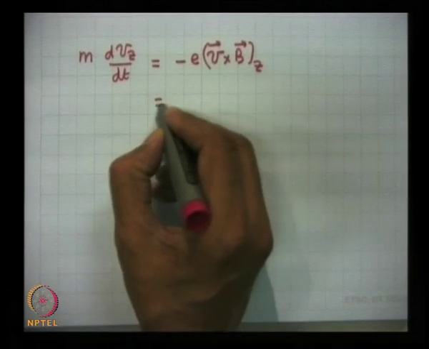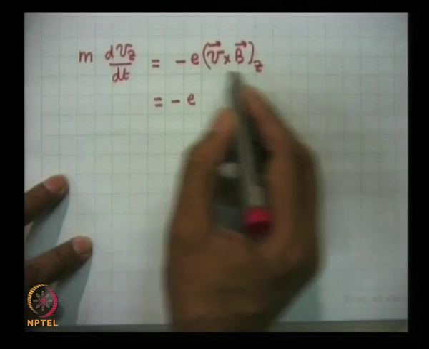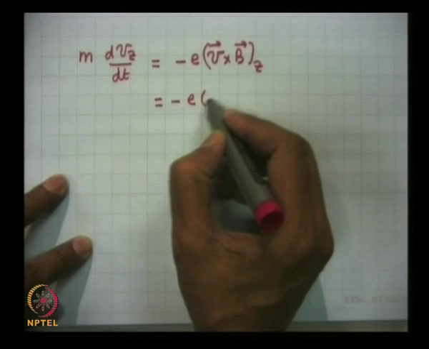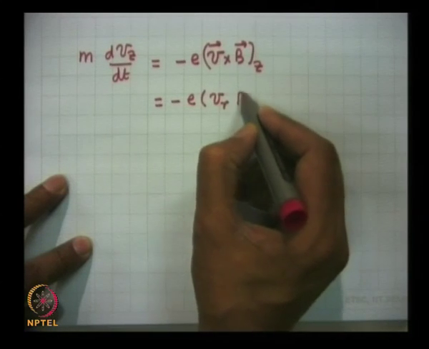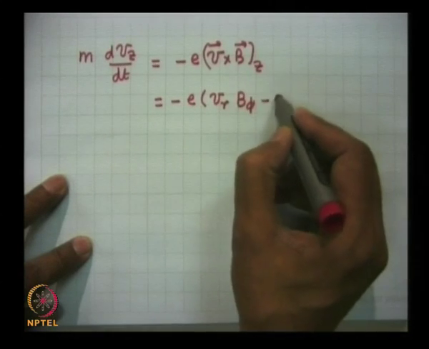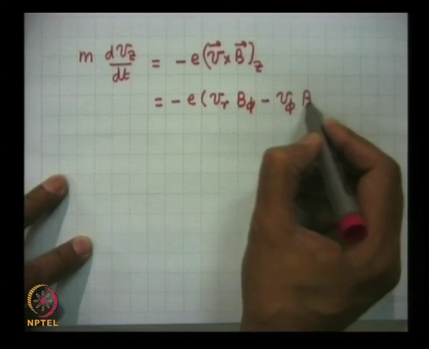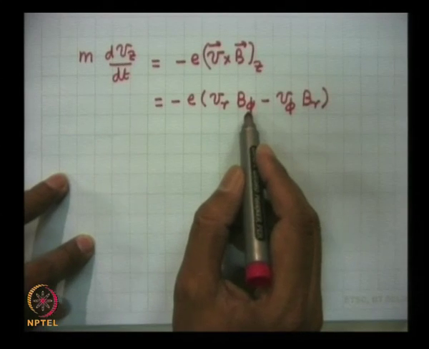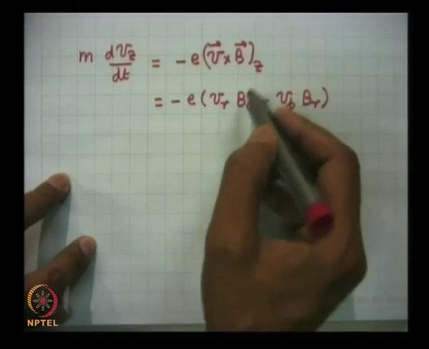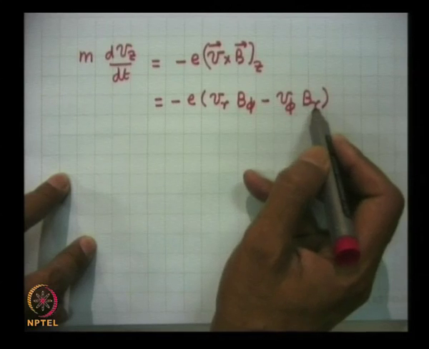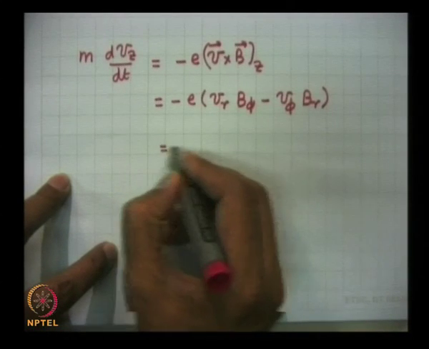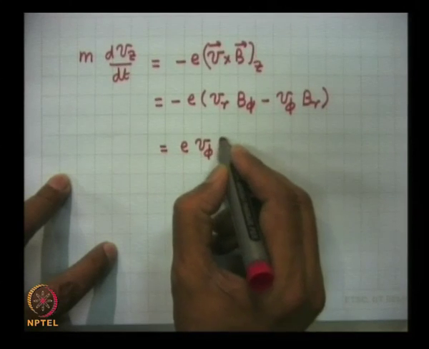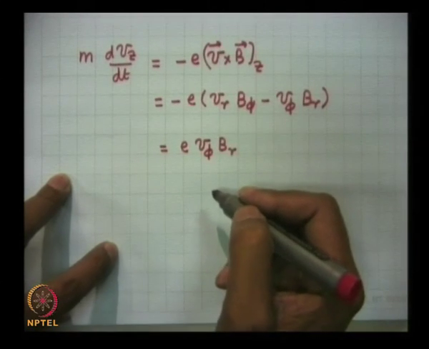This is the z component of the equation of motion. Now, this can be written as minus e V, z component is V_r B_phi minus V_phi B_r. By symmetry, there is no magnetic field in the phi direction, so I can ignore this term. This is the only term that survives. I can write this is equal to e V_phi into V_r.